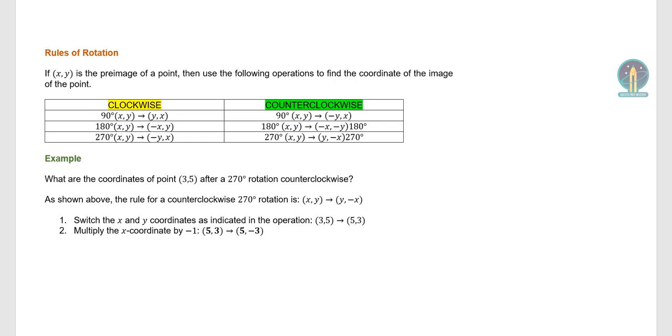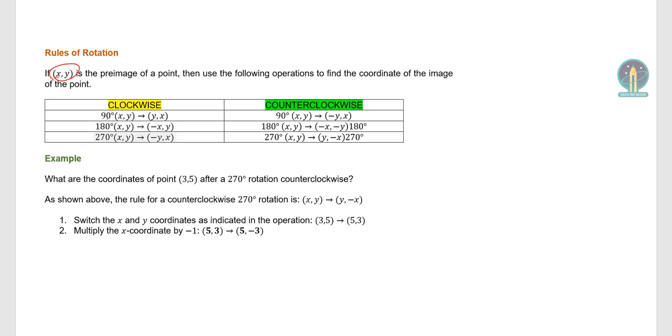Rules of rotations. If we have a point x and y as the pre-image of a point, then use the following operations to find the coordinates of the image of the point after the rotation. So if we have x and y and we want to rotate 90 degrees clockwise, we flip the coordinates. So x and y becomes y and x. So if you had like 5 and 2, the rotated point becomes 2 and 5, etc.